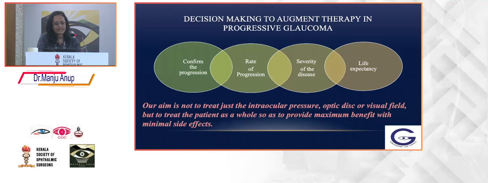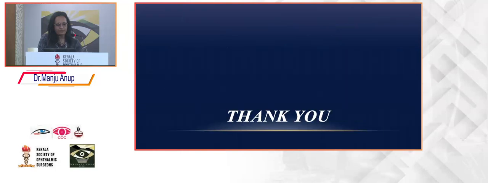So before deciding on augmenting therapy in progressive glaucoma, you have to confirm the progression, assess the rate of progression, assess the severity of the disease, and consider the life expectancy of the patient, because our aim is not to treat just the intraocular pressure, disc or field, but to treat the patient as a whole so as to provide maximum benefit with minimal side effects. Thank you.